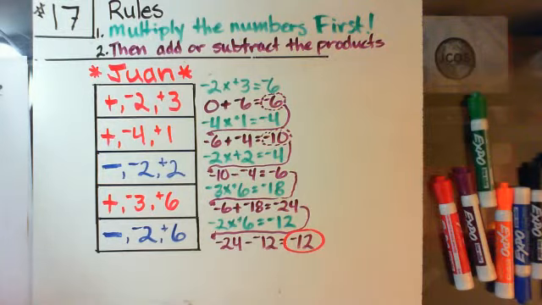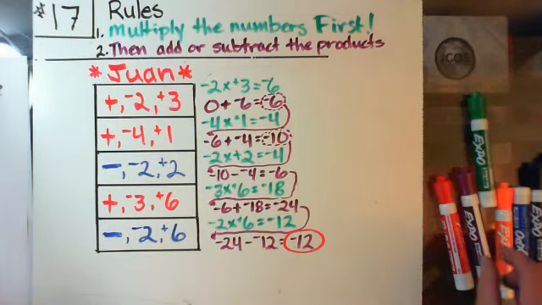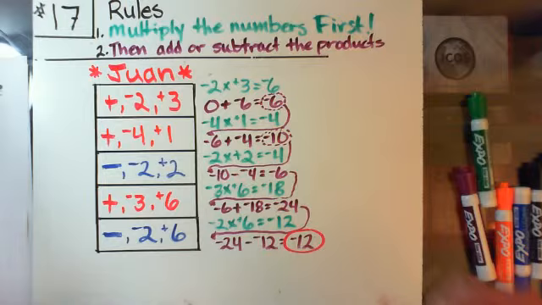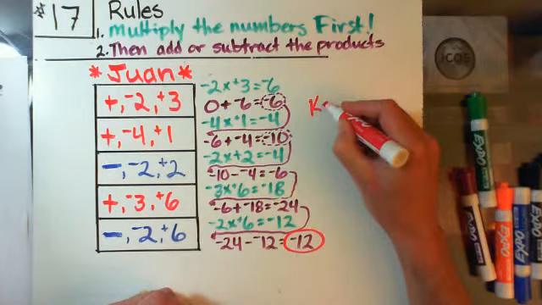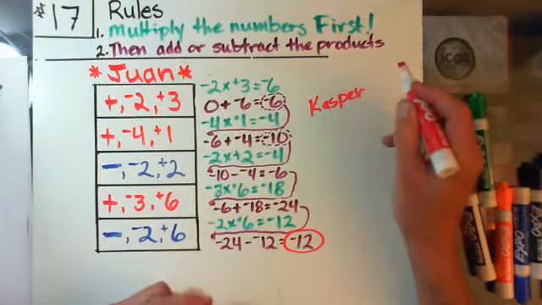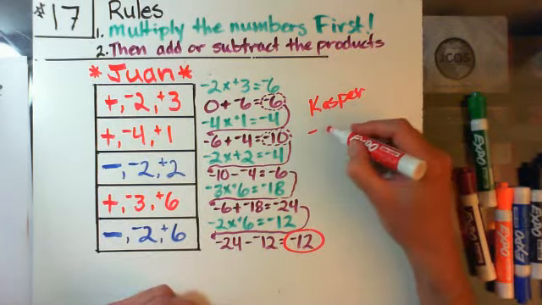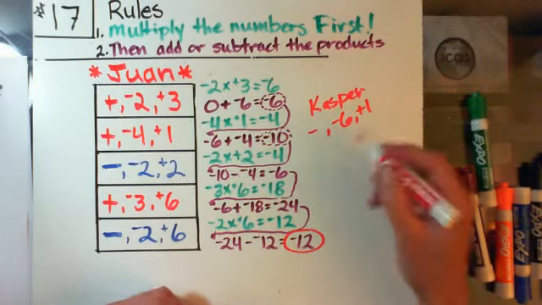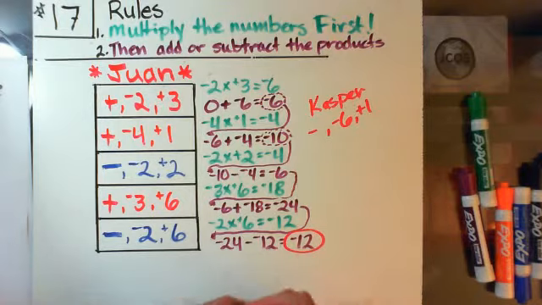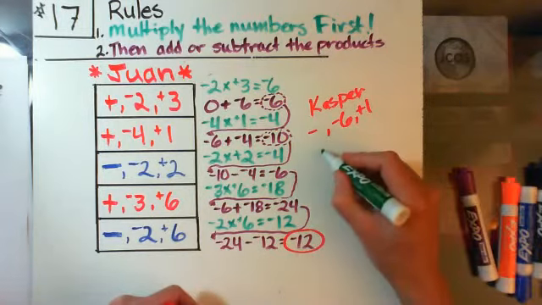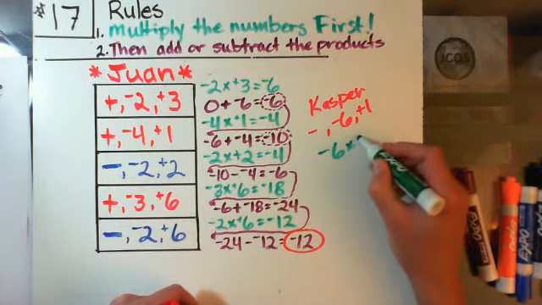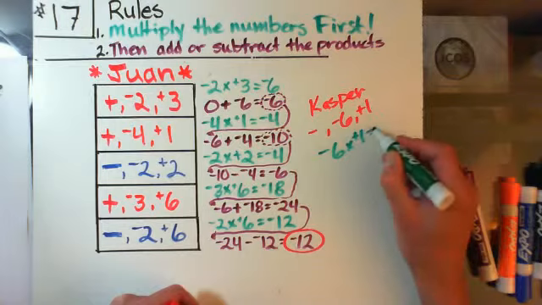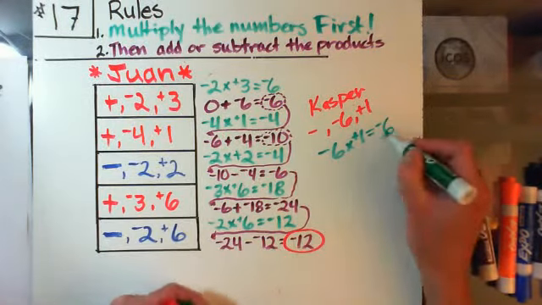Now, one more thing before I go that I want to remind you of is when you get to Casper, he starts out with a negative, and then a -6 and a +1. So that will work out like this. -6 times +1 is going to equal -6.